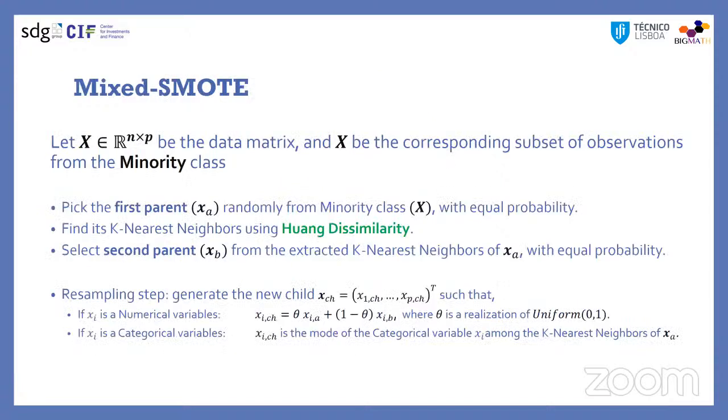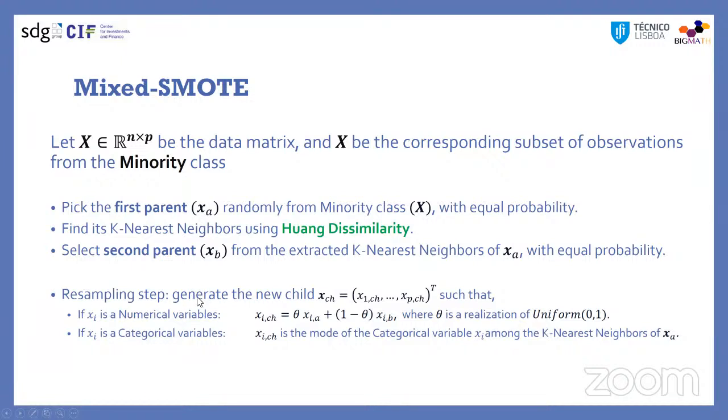So we designed a new algorithm named mixed SMOTE like this. We get the data matrix, which is n times p, n for the number of observations, p for the number of variables or features that you have. And we just focus on the minority observations to introduce the synthetic observations. We first pick the first parent randomly among the minority class observations with equal probability, and then find its k-nearest neighbors using the Huang dissimilarity, and then select the second parent from the k-nearest neighbors of the first parent, and do the resampling step like this.